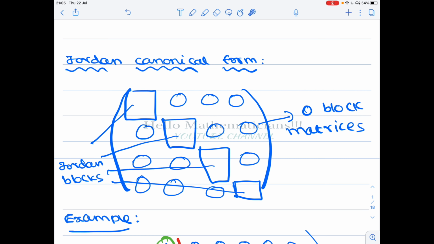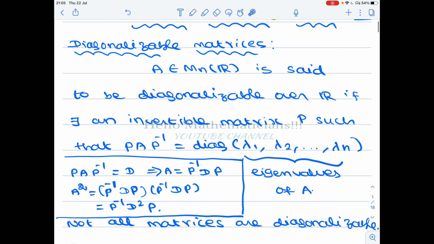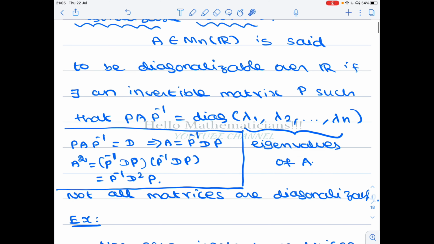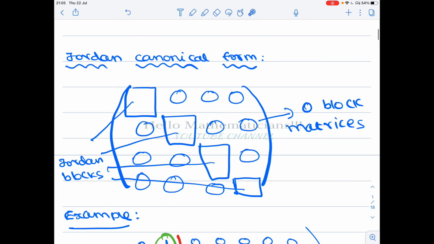Okay, therefore it will be very easy to calculate the powers of Jordan canonical form. Suppose here we are talking about matrices over some field F. If the matrix has all its eigenvalues in that field F, then you can reduce that matrix into Jordan canonical form. So when you can find a Jordan canonical form of a matrix over a field F, that matrix should have all the eigenvalues in the field F.